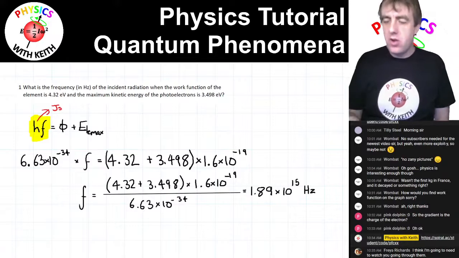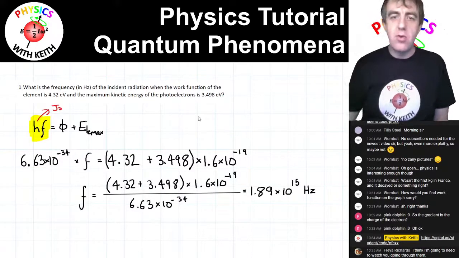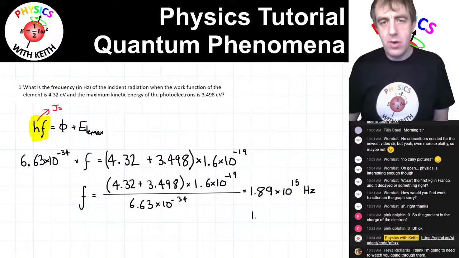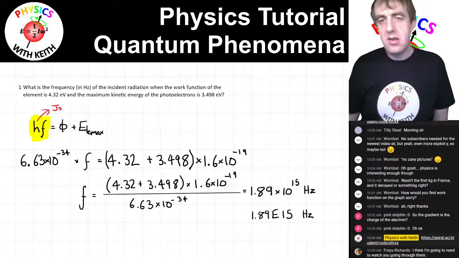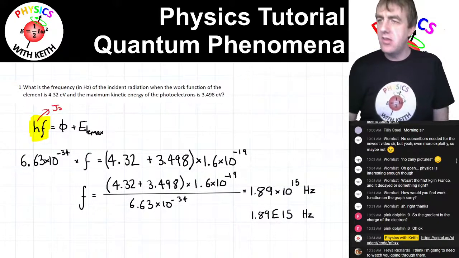Okay, and you could write that with the E instead of the times 10 to the power of. So you could write that as 1.89E15 hertz if you wanted to, but that's not something I'd do in exams. That's just a language that spreadsheets seem to understand a bit more.